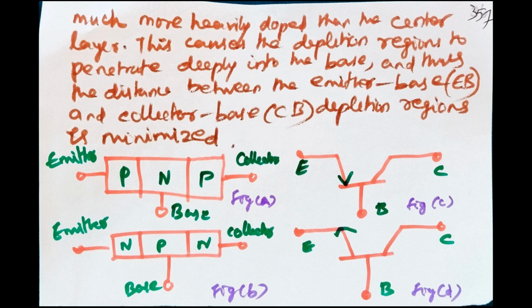The PNP transistor and NPN transistor are shown in the figure. It consists of emitter, collector, base. Arrowhead towards the base is a PNP transistor. Arrowhead from base to emitter is an NPN transistor, shown in figures A, B, C, and D.